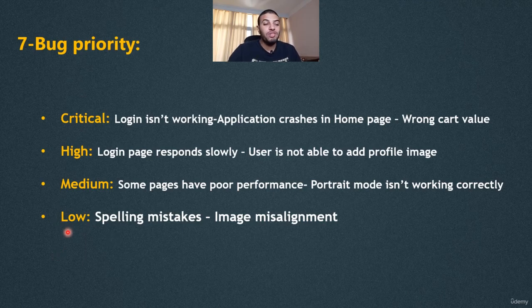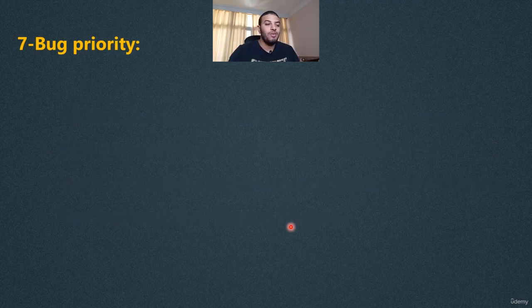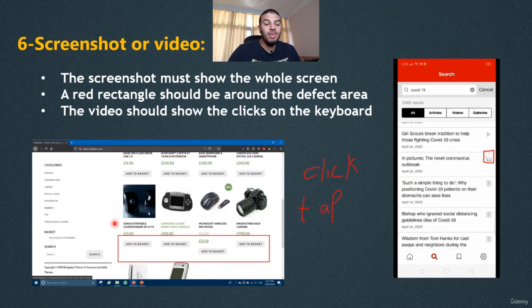Also, we have low priority defects like spelling mistakes, or some image misalignment. So is this image like the one you saw here? So this might be low priority, or it might be high depending on the context and the project itself. Okay, so the same functionality in some applications might have a high priority, and in some other applications it might have low priority. For example, sending a voice note to your friend.